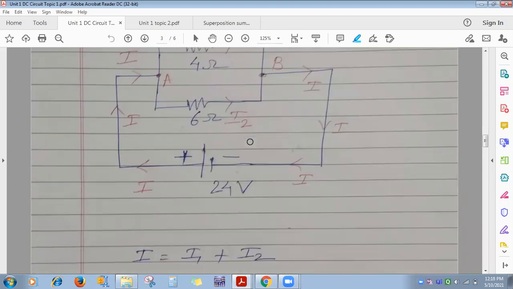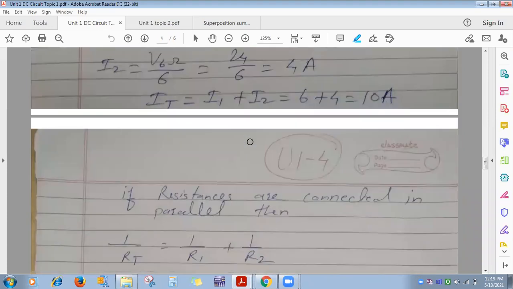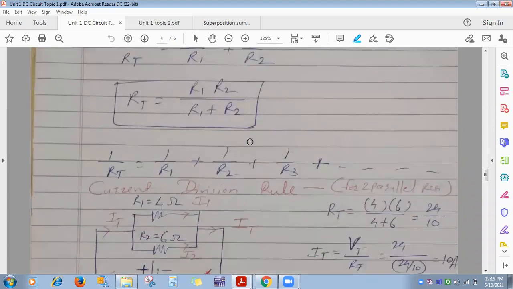Yes, ma'am. Questions like this for 1 mark. Is my speed becoming fast? No, ma'am, it is not fast. Please tell me, I'll slow it down. Okay.